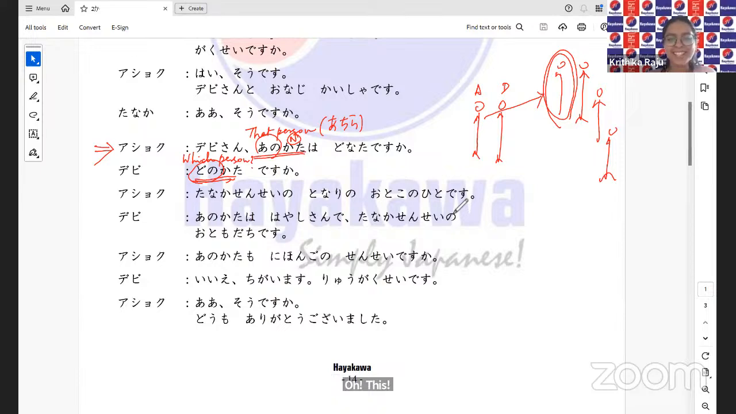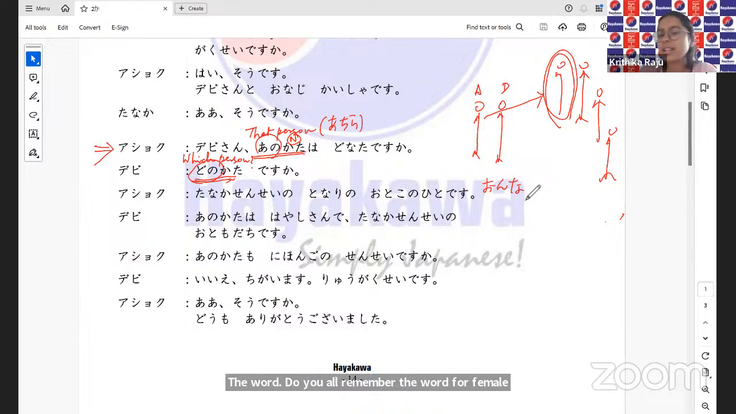Okay, all right. Well done, everyone. Now there are two things. Do you all remember the word for female, from our first or second class? Onna. Very good. Onna is female and otoko is male.